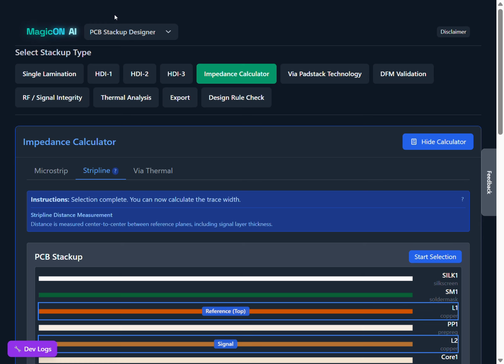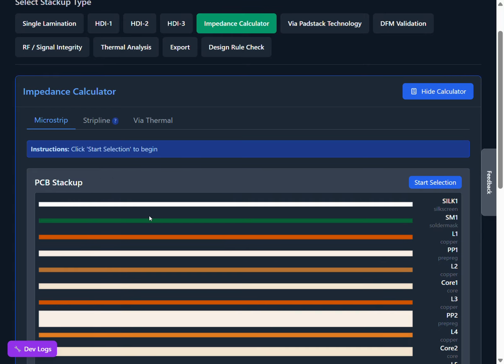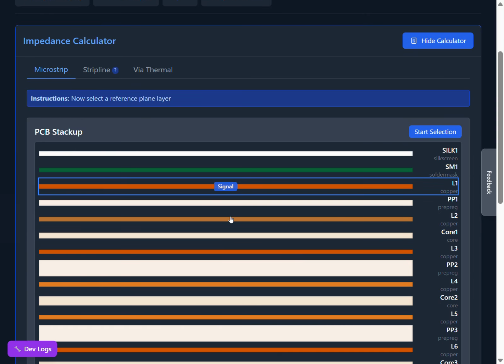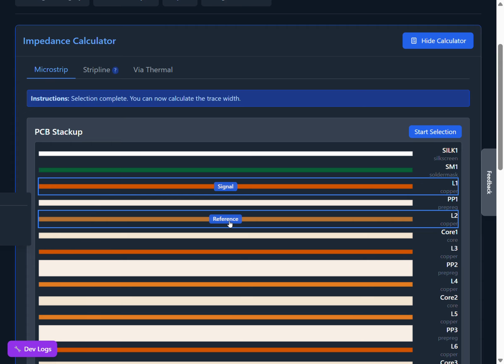Stop guessing. Here's when to use Microstrip versus Stripline. Your impedance calculator has both, but the real question is which fits your design. Microstrip is a trace on the outer layer over a ground plane. Stripline is a trace buried between two reference planes.